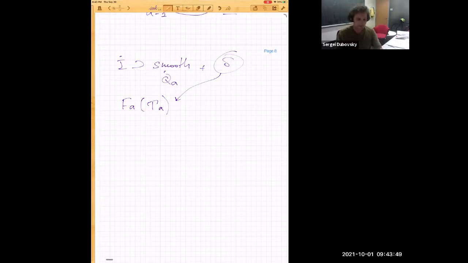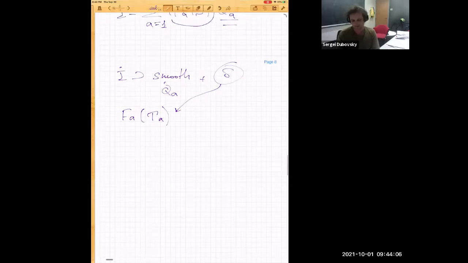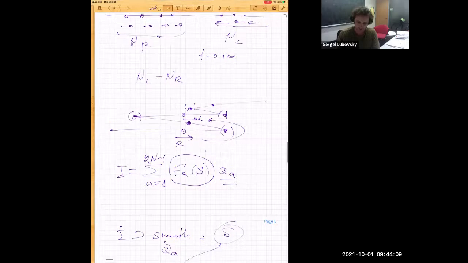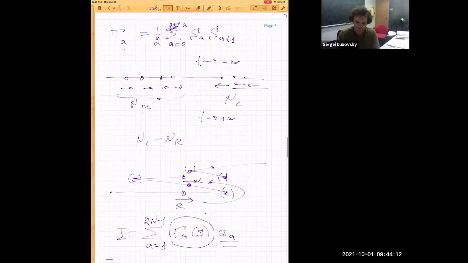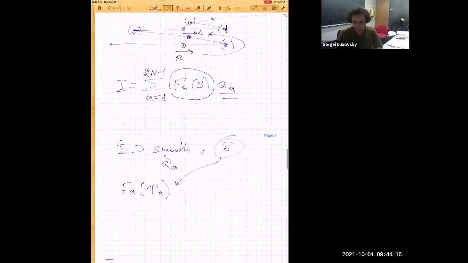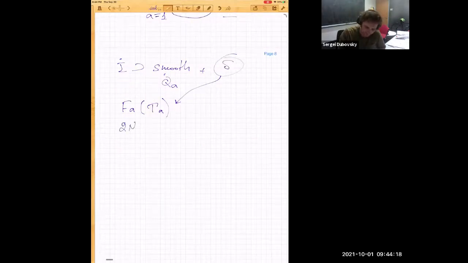And then there is a single condition which comes from requiring now the smooth part to cancel. Roughly speaking, it takes the form of a recursion relation between different F_A's, and then one can construct solutions. It's a linear equation which has 2n minus 2 independent solutions.